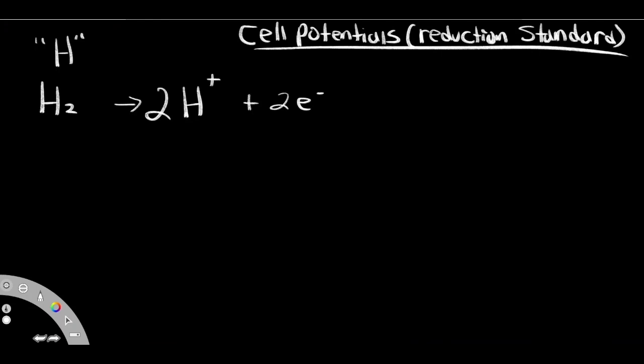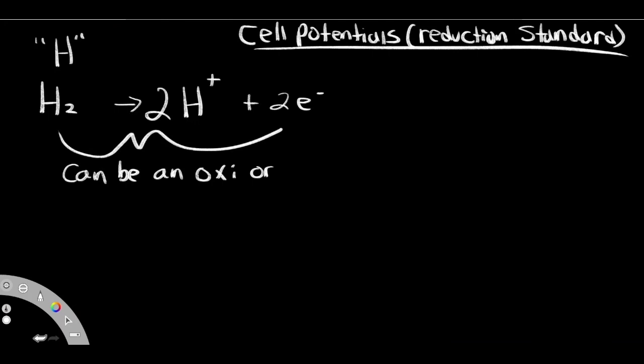So this half reaction can be oxidized, can be an oxidizing or reducing agent. If that's the case, its voltage is actually going to be 0. Now, how do we know that this hydrogen can be an oxidizing or reducing agent?